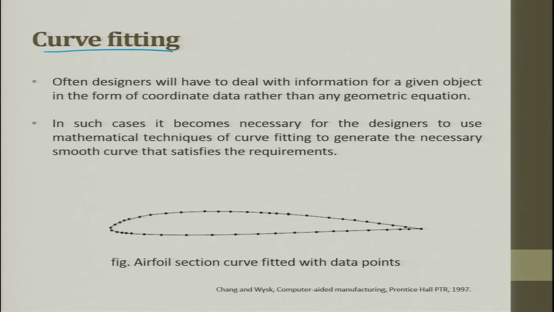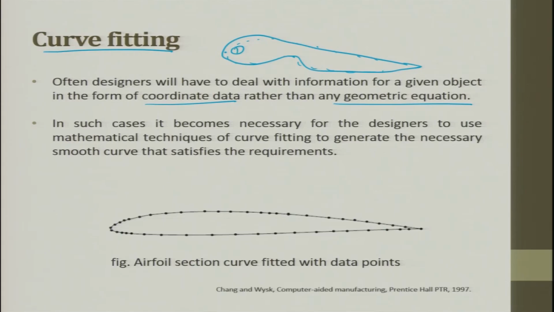Often designers will have to deal with information of a given object in the form of coordinate data rather than a geometric equation, because we touch surfaces and we get the data. So, you see here this gets developed. We cannot represent this form, which is a biomimicking form, in a geometric form. We always try to take several of these coordinate points, convert these coordinates and then get the value.